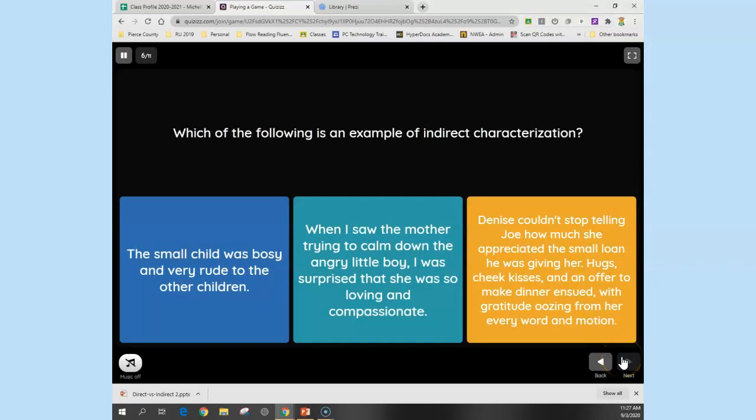All right, look at these three choices. See if you can decide which of the following has an example of indirect characterization. So you're looking for an example where the adjective is not provided.